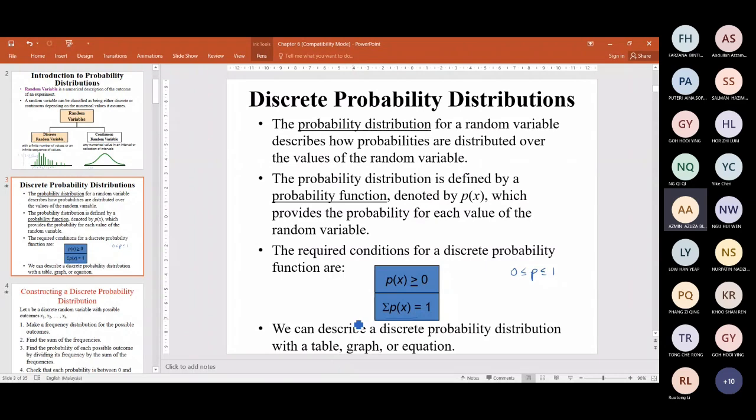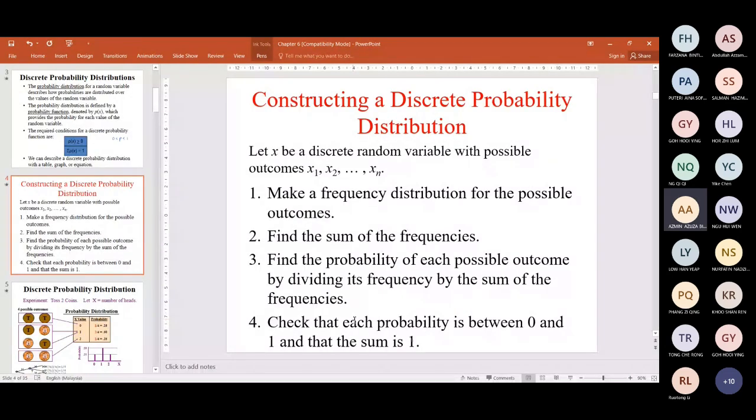Okay, so how do you find a discrete probability distribution? Again, it's similar to how you found the frequency distribution and the relative frequency distribution last time. It's very similar to that. So these are just the steps. Later we have the example. So first we make a frequency distribution for the possible outcomes. If you forgot about frequency distribution, then I advise you to go back to the previous chapters. They are all linked, all the chapters are linked one to another.